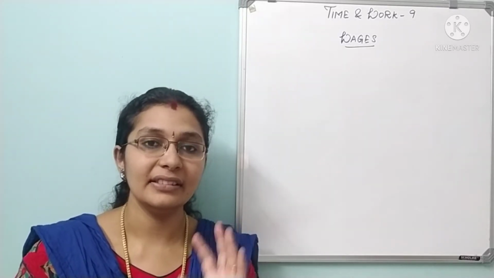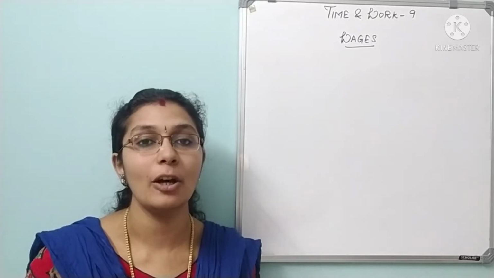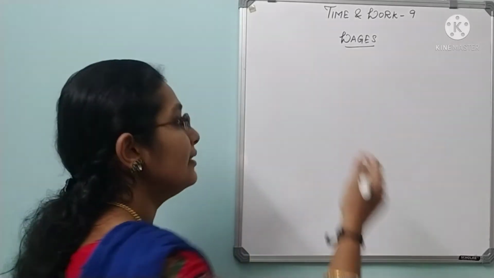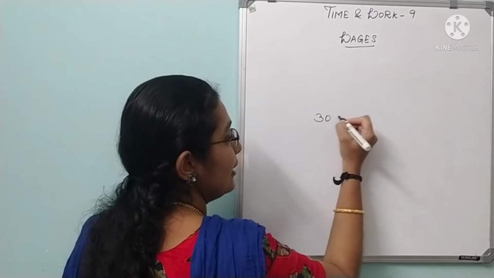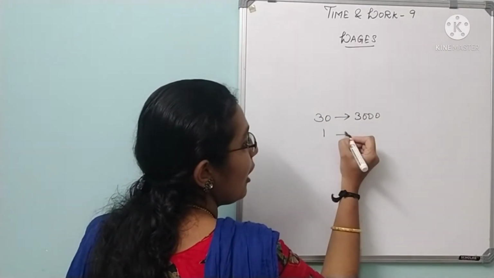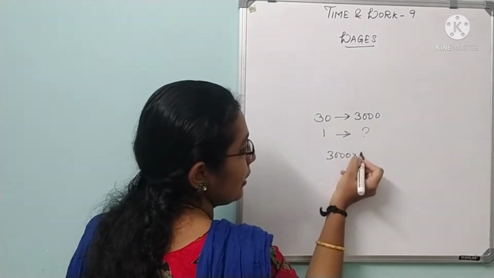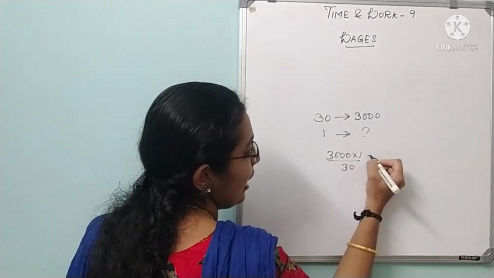Consider I am getting 3,000 per month. So my daily wages is how much? How will you calculate? One month means 30 days. If I am getting 3,000 for 30 days, per day how much will I get? You can cross multiply and find the answer as 100 rupees.